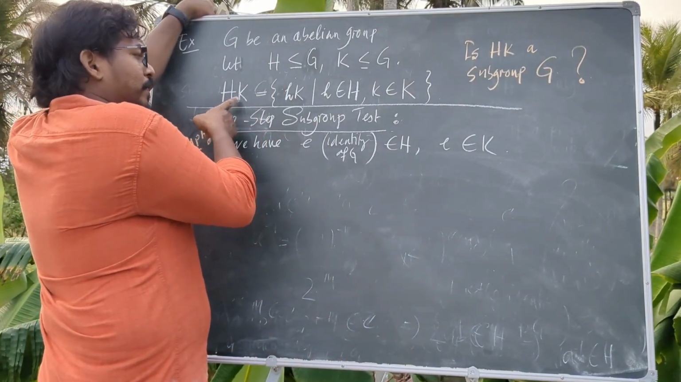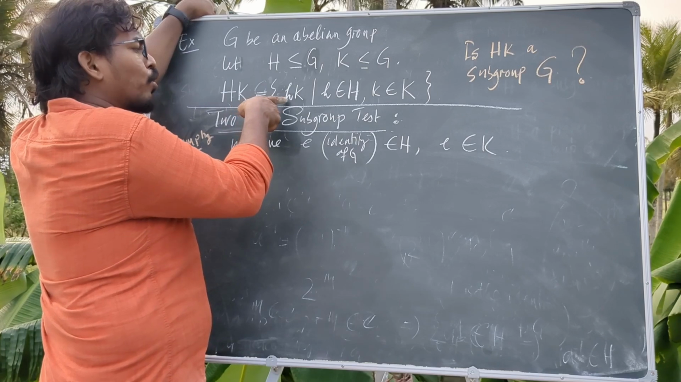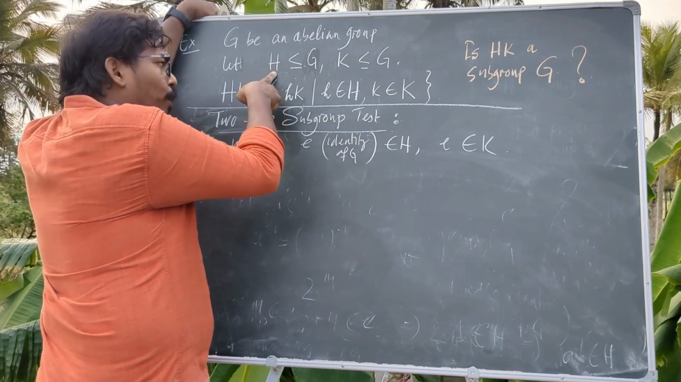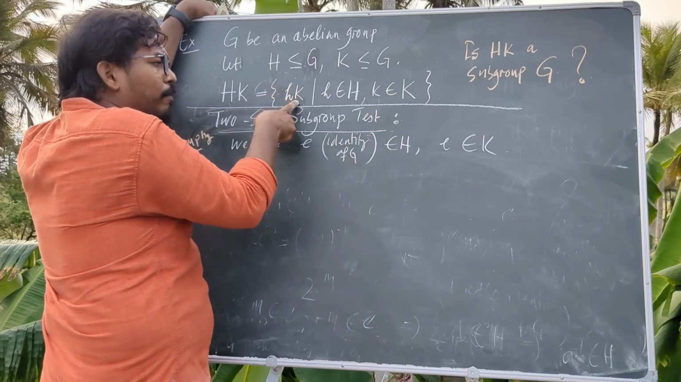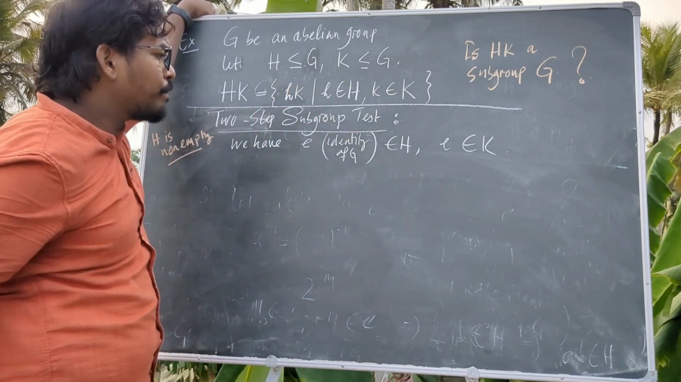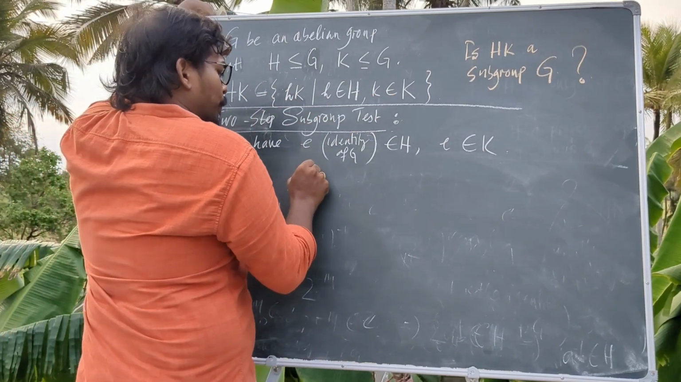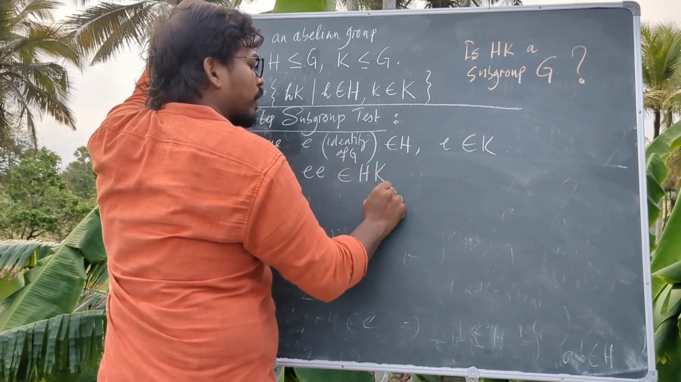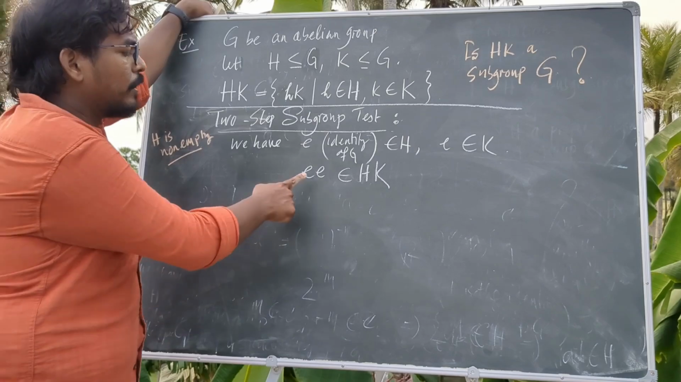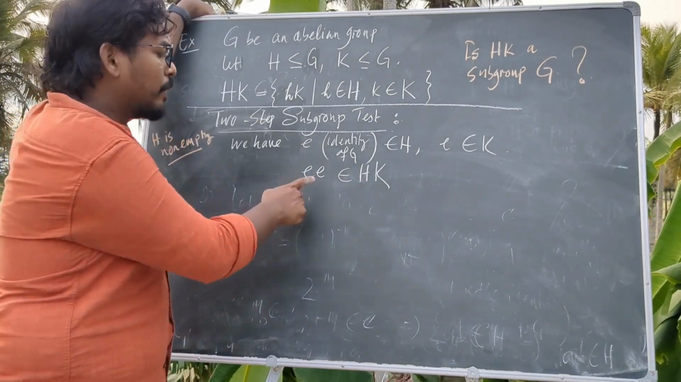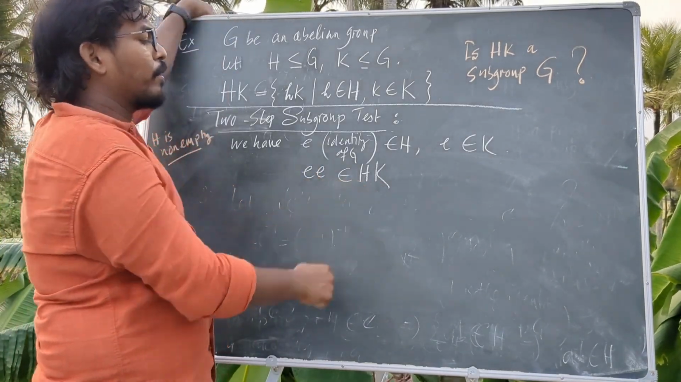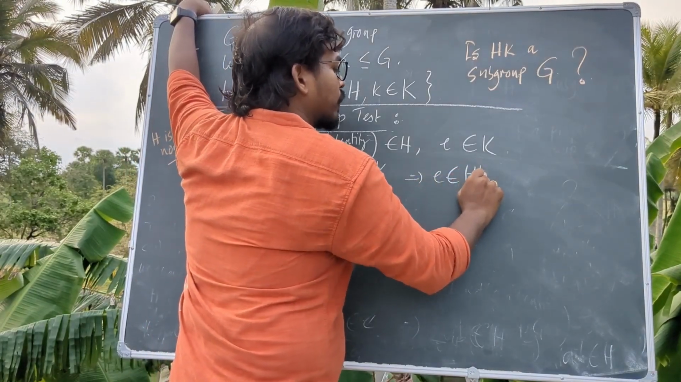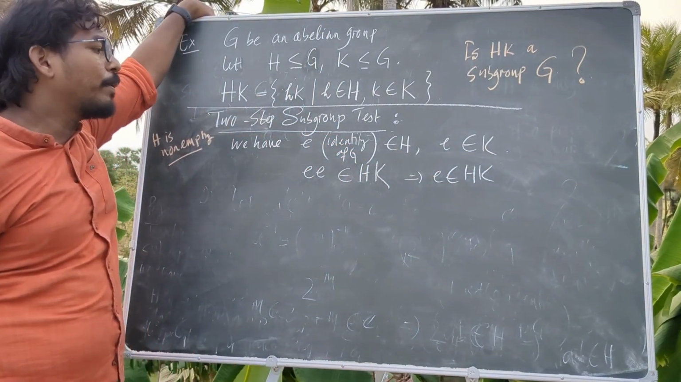What is the property of HK? Our subset has all those products small h small k, where small h belongs to the subgroup capital H and small k belongs to the subgroup capital K. So the product E also belongs to the subset HK, because E is an element of capital H and also an element of capital K. That implies E is an element of HK, hence it is non-empty.